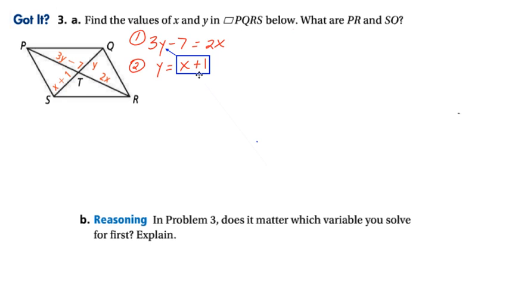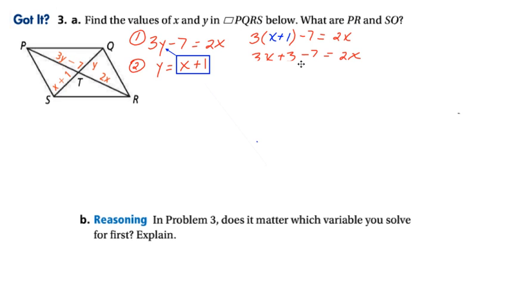We're going to take that x plus 1 and just put it into the first equation wherever there's a letter y. Okay, so when we do that, here's the substitution: 3 times the quantity x plus 1, and then rewrite the rest. Minus 7 equals 2x. Use your distributive property. That gives you 3x plus 3 minus 7 equals 2x.